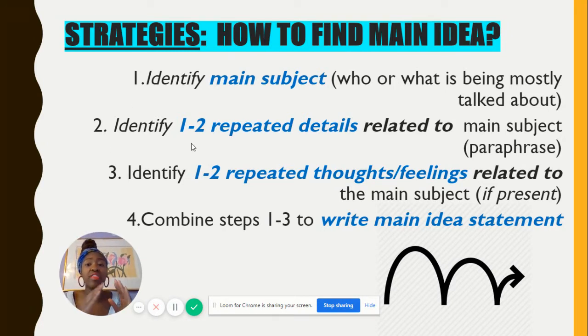Second, after we identify the main subject, then we're going to identify one or two repeated details about the main subject.